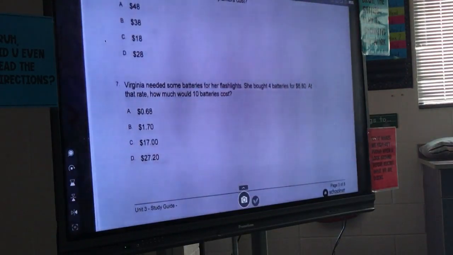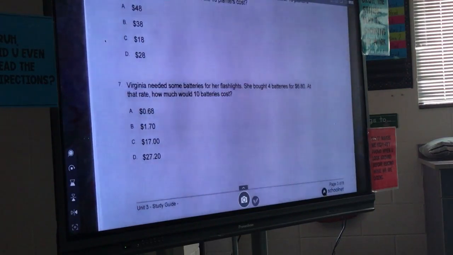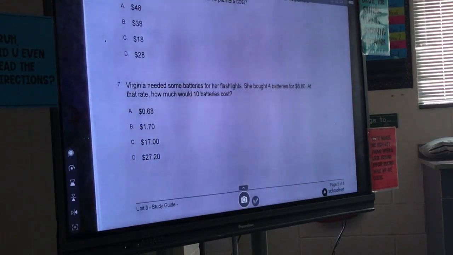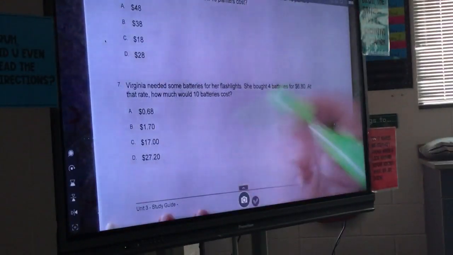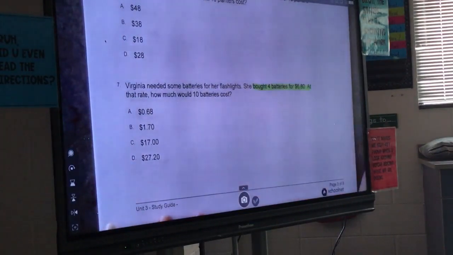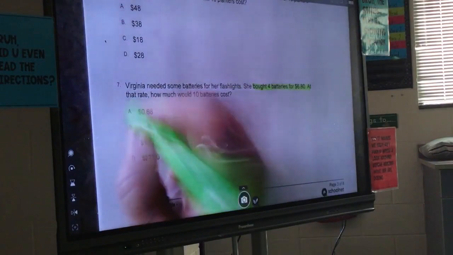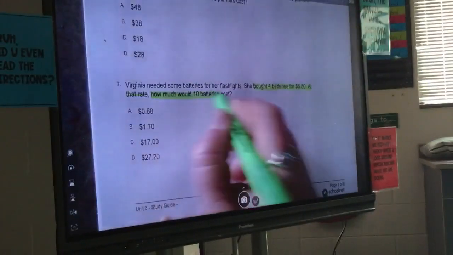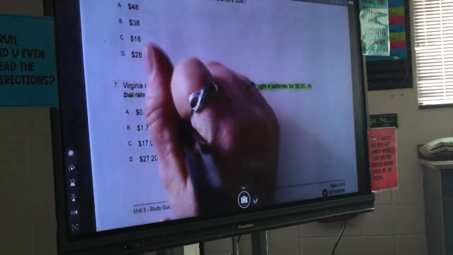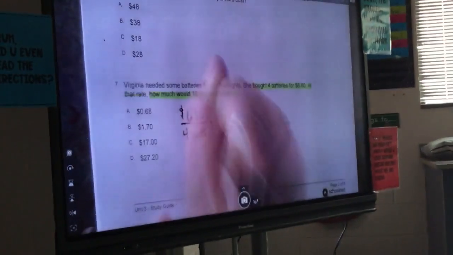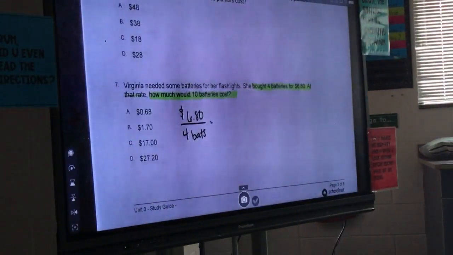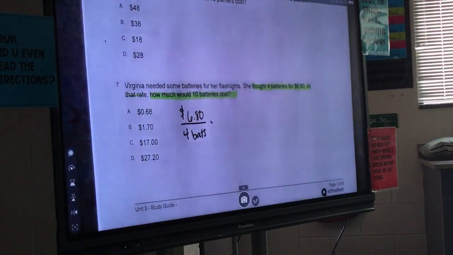Number 7 says Virginia needed some batteries for her flashlight. She bought 4 batteries for $6.80. At that rate, how much would 10 batteries cost? So she bought 4 batteries at $6.80, and again at that rate, how much would 10 of them cost? Money goes on top. So what do I have to do here first? How many of you guys did this problem? Okay, then I'm going to give you a minute to solve this problem. Stand up when you're done.